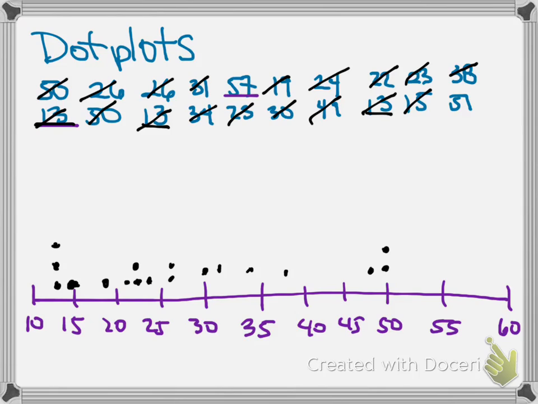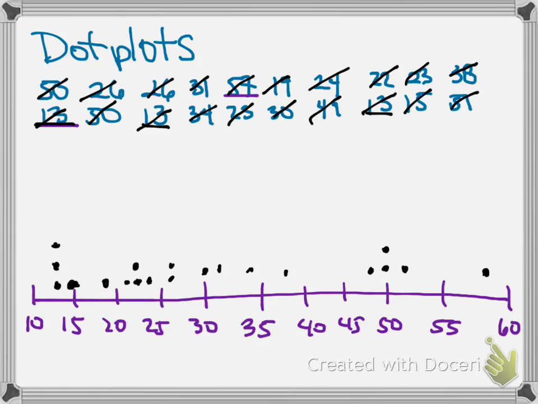And then the last, let's see, that's 57. Nope, we've got a 51 here, and then a 57 up here. There we go. And that should be all of our data points. So here's our lovely dot plot.